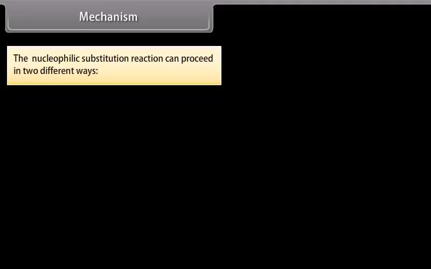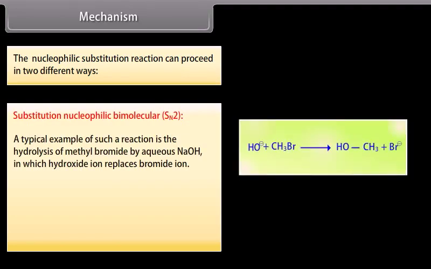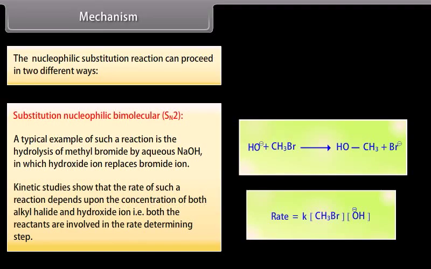Mechanism. The nucleophilic substitution reaction can proceed in two different ways. Substitution nucleophilic bimolecular SN2. A typical example of such a reaction is the hydrolysis of methyl bromide by aqueous NaOH, in which hydroxide ion replaces bromide ion. Kinetic studies show that the rate of such a reaction depends upon the concentration of both alkyl halide and hydroxide ion. That is, both the reactants are involved in the rate-determining step.